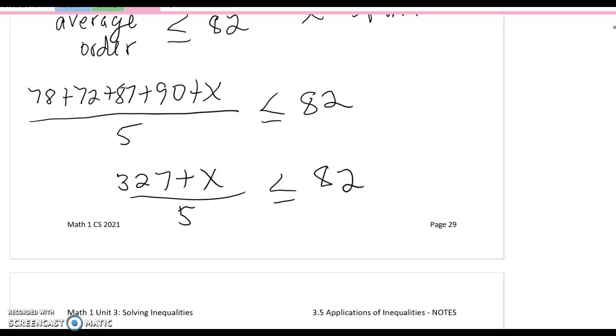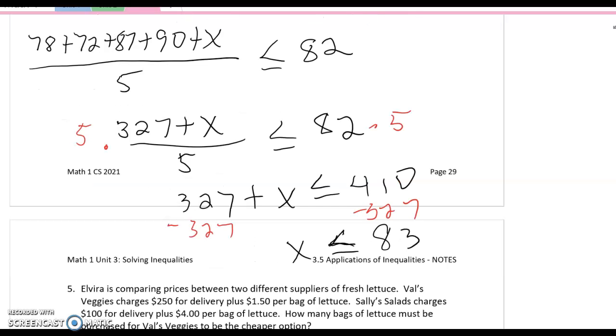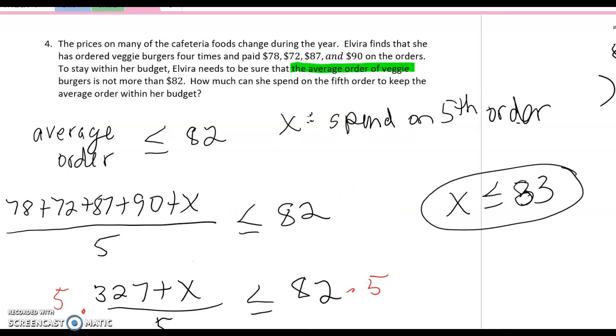All right, so solving that, we're going to add those 4 numbers in the numerator to start. Then we're going to clear out the fraction by multiplying both sides by 5. And we get x is less than or equal to 83. So in order for Elvira to have her average order stay within no more than $82, that 5th order has to cost less than or equal to $83.